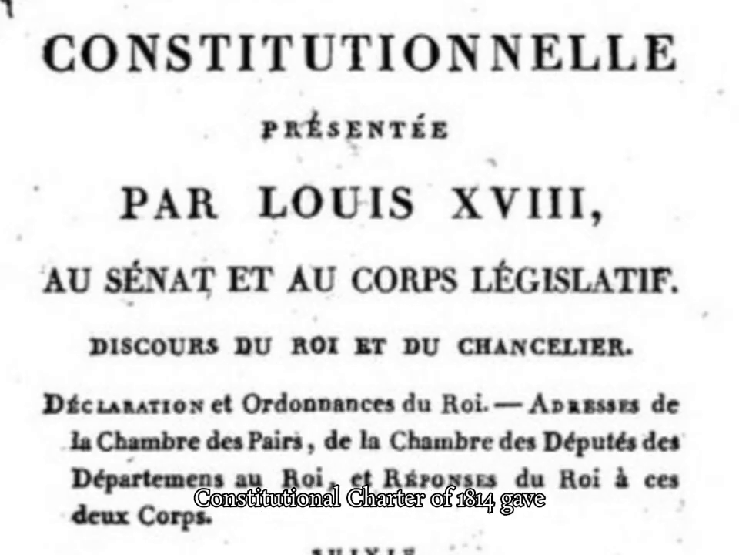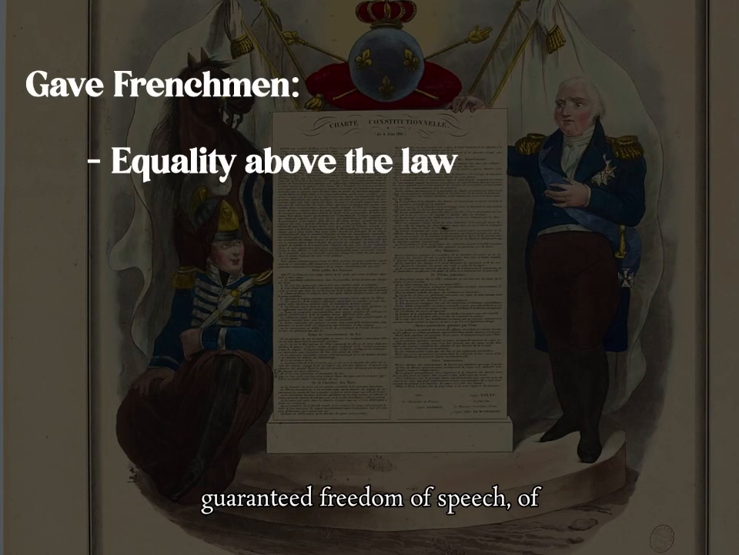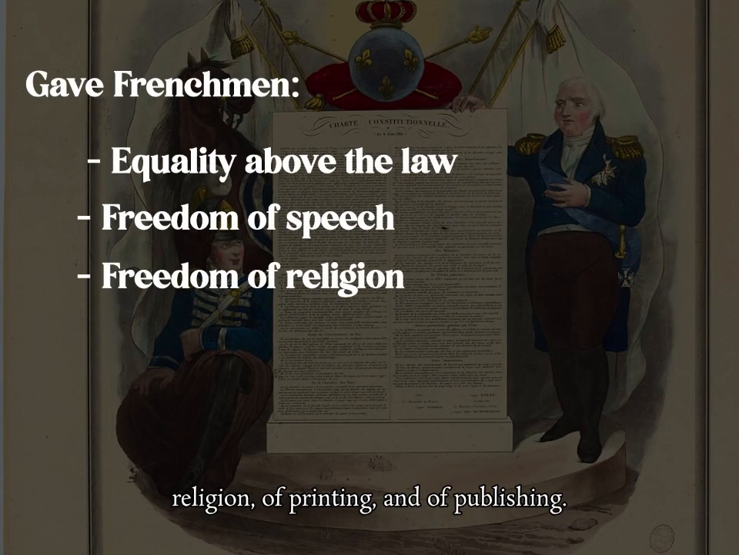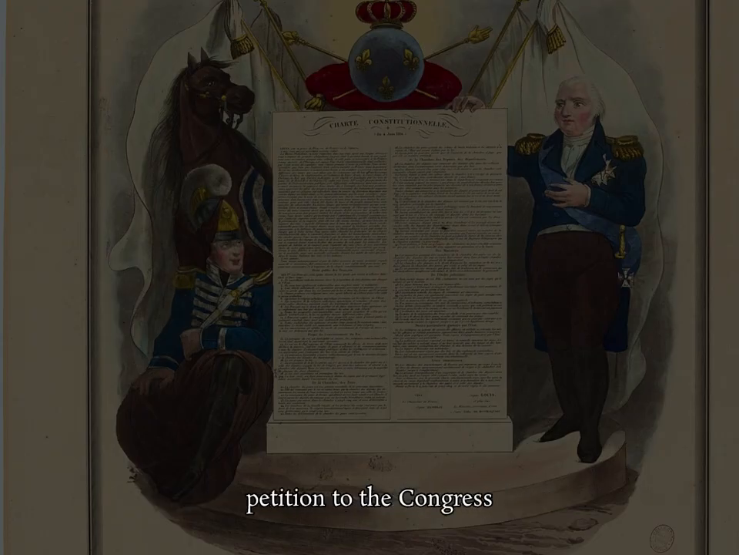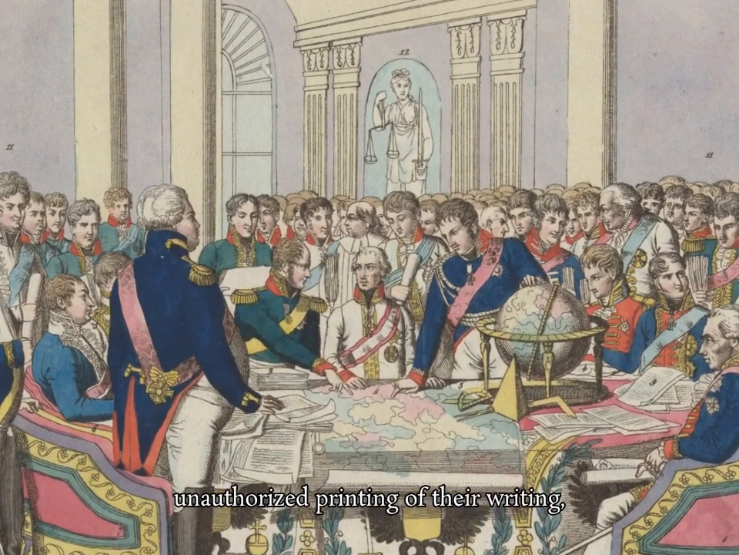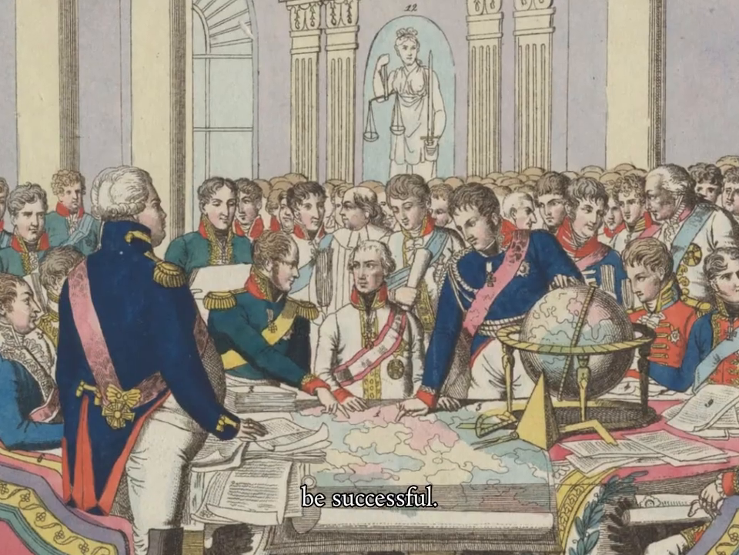The Articles of the Constitutional Charter of 1814 gave Frenchmen equality before the law, guaranteed freedom of speech, of religion, of printing, and of publishing. These rights weren't only for the French, as in 1814, German publishers would send a petition to the Congress with the goal of stopping the unauthorized printing of their writing, which after some time, the petition would be successful.